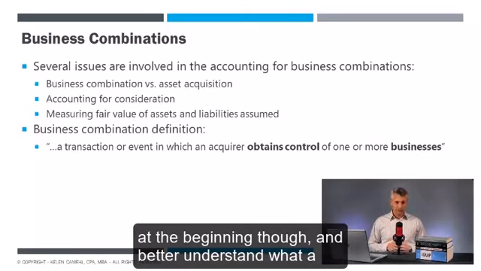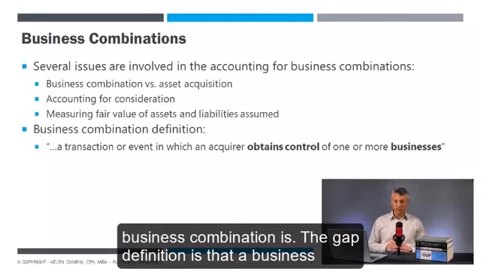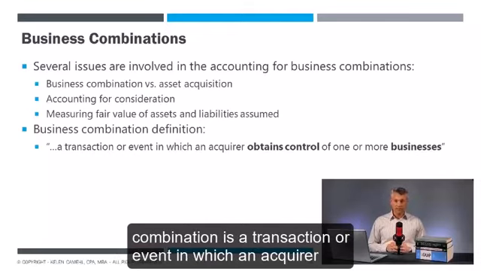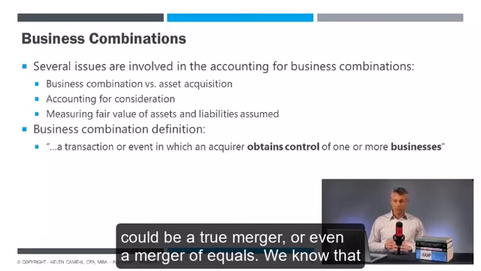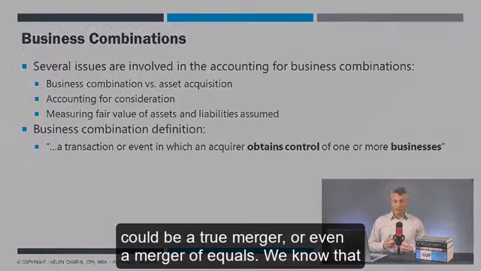Let's start at the beginning, though, and better understand what a business combination is. The GAAP definition is that a business combination is a transaction or event in which an acquirer obtains control of one or more businesses. An example of this could be a true merger or even a merger of equals.